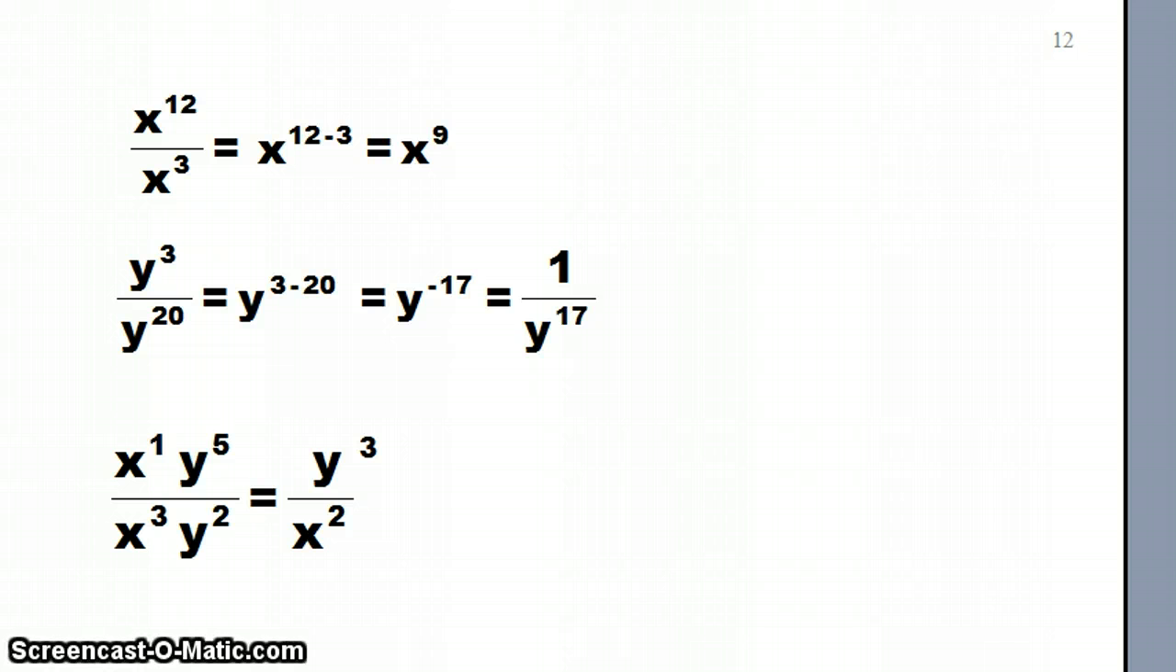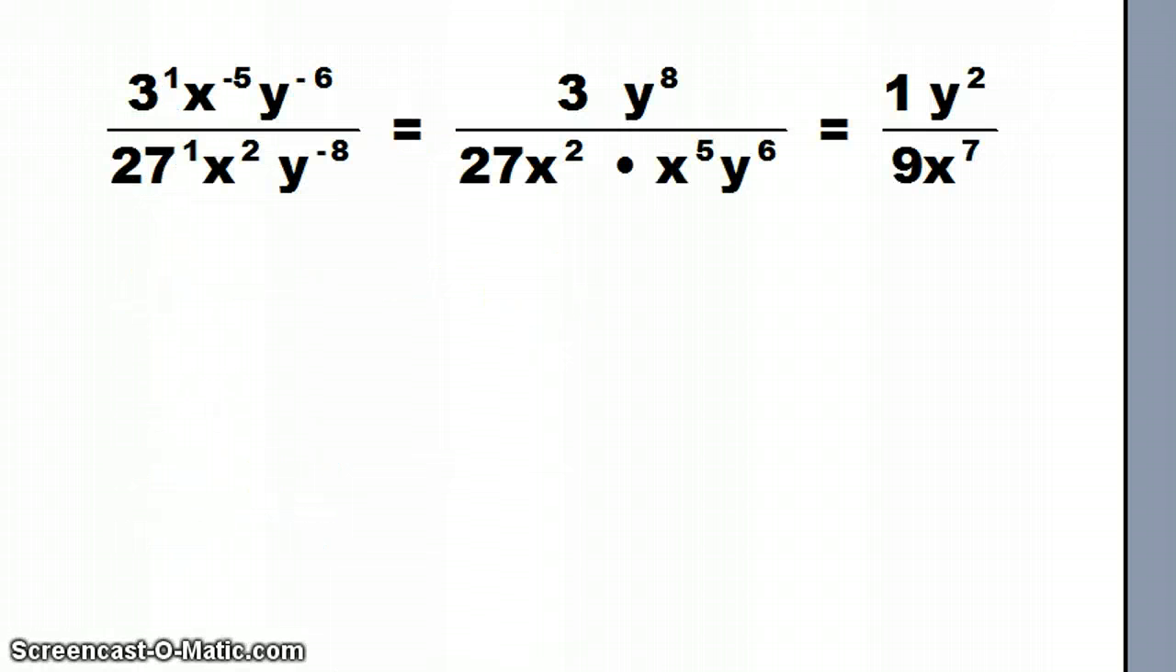So looking at our problem again, we have 1 x on top, 3 x's on the bottom. Where do we have the most? On the bottom, and we have 2 more. We look at the y's, we have 5 on top, 2 on the bottom. Where do we have the most? On top. So we have y to the 3rd on the top. So our answer can look like this: y to the 3rd divided by x to the 2nd, or we could have x to the minus 2, y to the 3rd, and that answer would be fine for any of your homework problems.